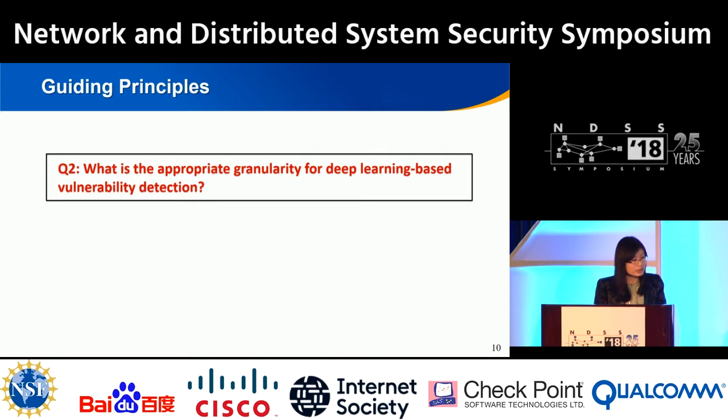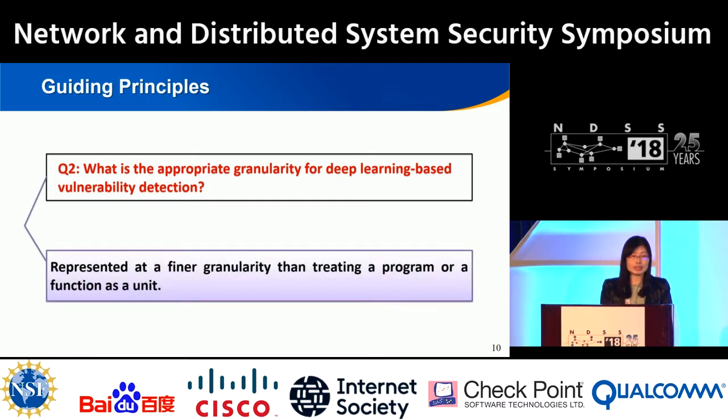The second question is, what is the appropriate granularity for deep learning-based vulnerability detection? In order to help pin down the locations of the vulnerability, a program should be represented at a finer granularity than treating a program or function as a unit.